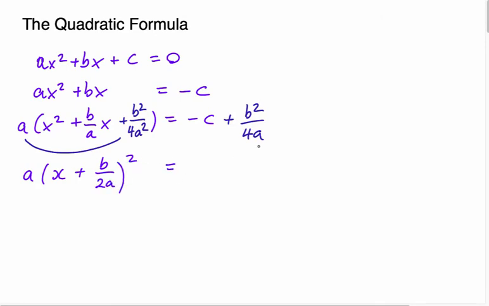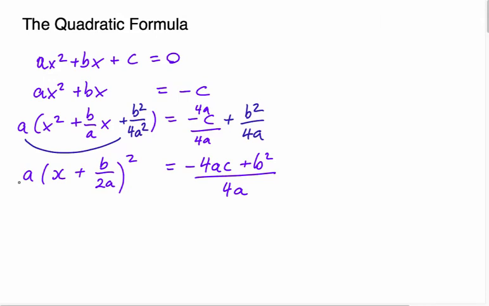And on this side I have a couple of different numbers. It'd be nice if I could combine them together. That's not too difficult to do. All I have to do is come up with a common denominator, and so that would be 4a, and so on the top I'd have to multiply by 4a as well. So I get minus 4ac plus b squared, and on the bottom 4a.